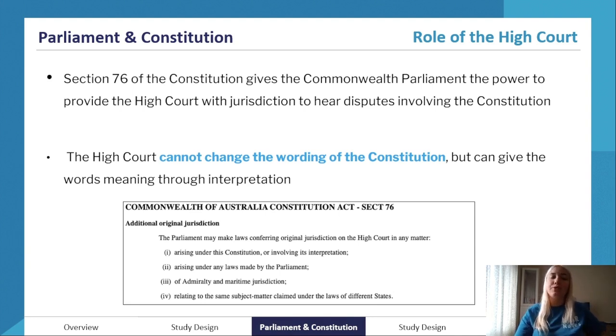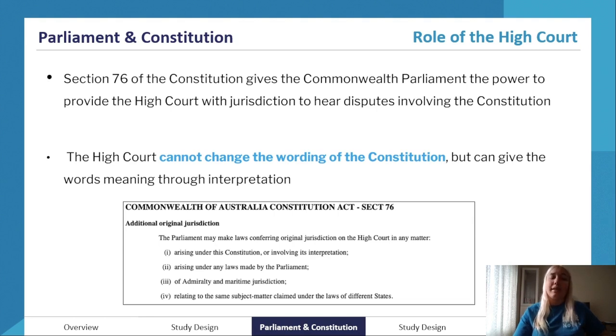So the last constitutional protection that we need to know about is the role of the High Court. And now this will make a lot more sense since we were just discussing what the High Court does with regards to our express rights. So Section 76 of the Constitution gives the Commonwealth Parliament the power to provide the High Court with jurisdiction to hear disputes involving the Constitution specifically.